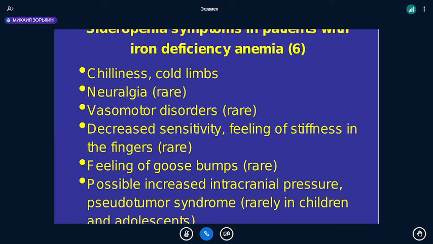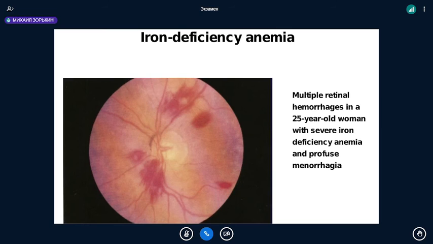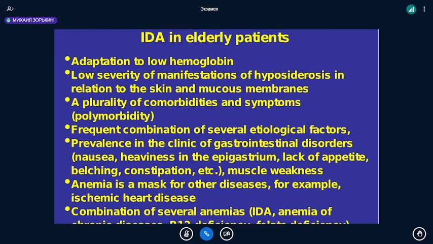Neuralgia as a rare symptom, decreased sensitivity, feeling of goosebumps, possibly increased intracranial pressure within adolescents or children, increased susceptibility to infections, possible increased menorrhagia, the appearance of hemorrhages in the ocular fundus. That's it. Multiple retinal hemorrhages in a patient with severe iron deficiency and profuse menorrhagia.